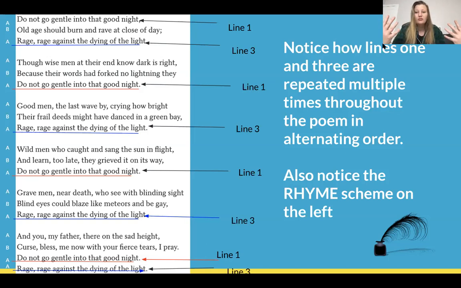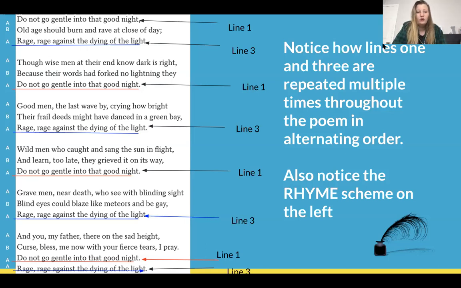It's something that all of us are going to experience at some time during our life, and he encourages his father to believe that this is not his time to go and that he should fight against it. So that's kind of the meaning or the context of the poem. Now I'm going to talk about the structure of the poem.